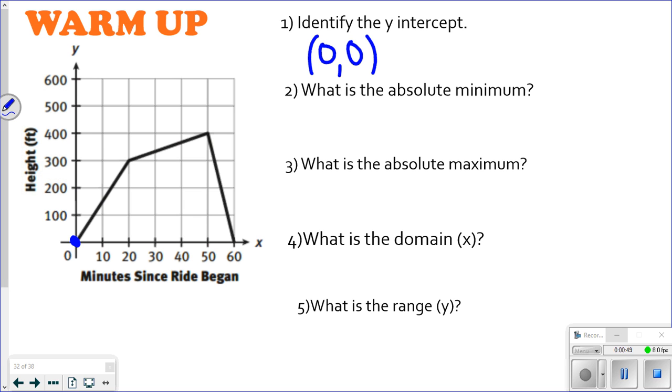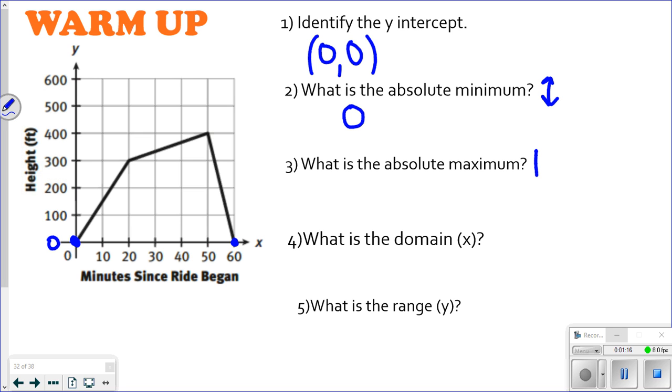My absolute minimum, we're looking for the lowest y value no matter where it occurs. Remember, we look up and down, it's a y value. These can be endpoints. So if I'm looking right here, this is my lowest. It actually occurs twice, at the beginning and the end of the ride. My absolute minimum would be 0.